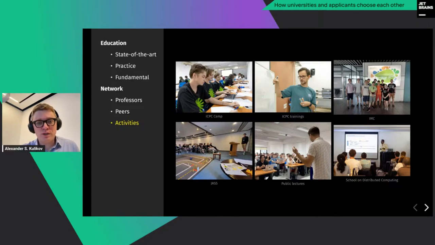At the bottom row, you also see some public events that we organize. Sometimes we organize just single lectures by industry professionals. Sometimes we organize student schools where you can learn something, for example robotics or distributed computing, during a week from invited professors. It is important to participate in such events, and we try to organize as many of them as possible. In particular, all of these pictures were taken in 2023, so we organized all of them, and not only these, during the last year.